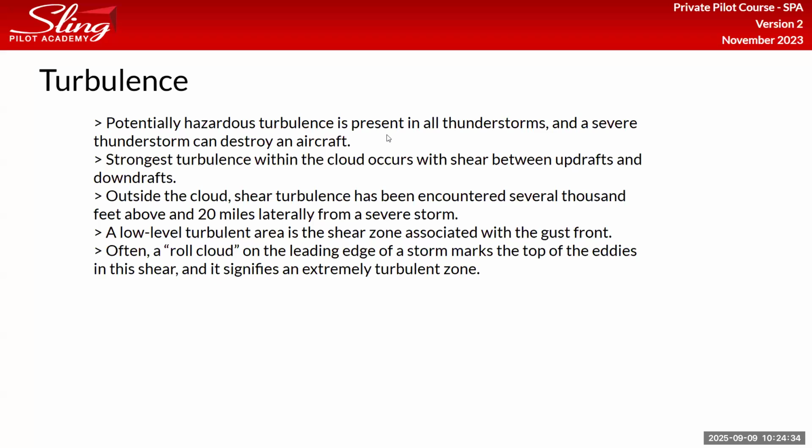Turbulence, we've talked about a bunch of different ways, but hazardous turbulence is present in all thunderstorms. So severe thunderstorms can destroy an aircraft with turbulence. The wind shear between updrafts and downdrafts is particularly dangerous. Turbulence has been counted several thousand feet above and 20 miles laterally from a severe storm. Again, this is why we're talking about staying 20 nautical miles away from a thunderstorm for turbulence and for hail.